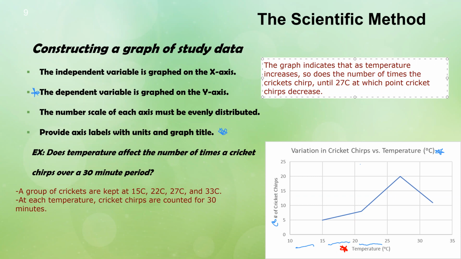Okay, so here is a positive correlation. As temperature increases, cricket chirps increase. Okay, they're both going up. This would be a negative correlation. As temperature increases, chirps go down. Okay, they're in opposite directions. One's going up, one's going down. That's a negative correlation.